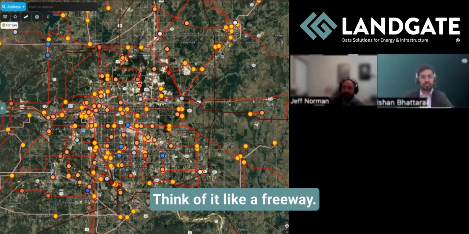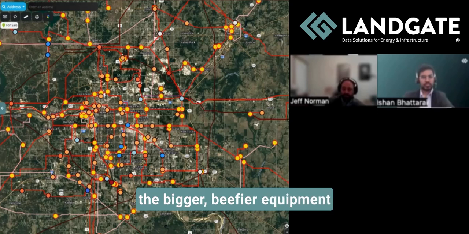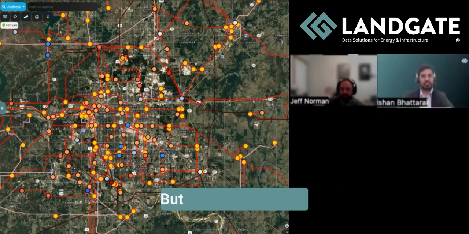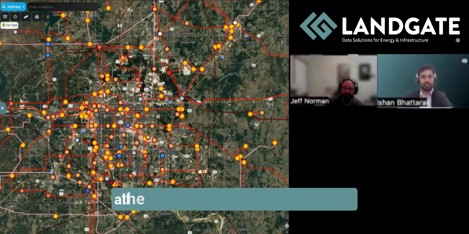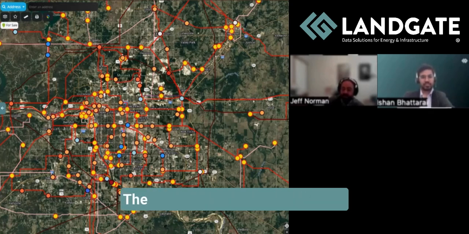Think of it like a freeway. Is it a four-lane freeway, two lanes going in each direction, or a six-lane county road? All of which can carry some cars, but only so many cars before problems start to occur. The same thing is true on the transmission system. The bigger, beefier equipment can handle more power, but that doesn't mean all the cars are using that road to get to where they want to go. They're using all sorts of roads and all sorts of routes to go from destination to destination. The electrons are doing the same.